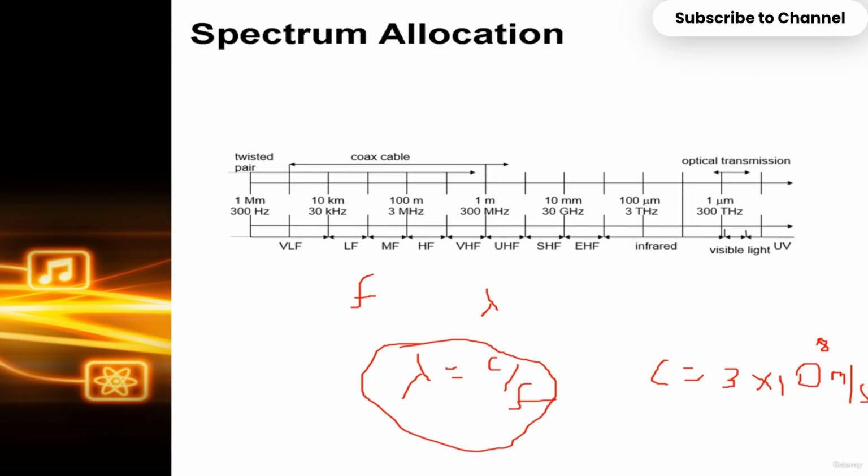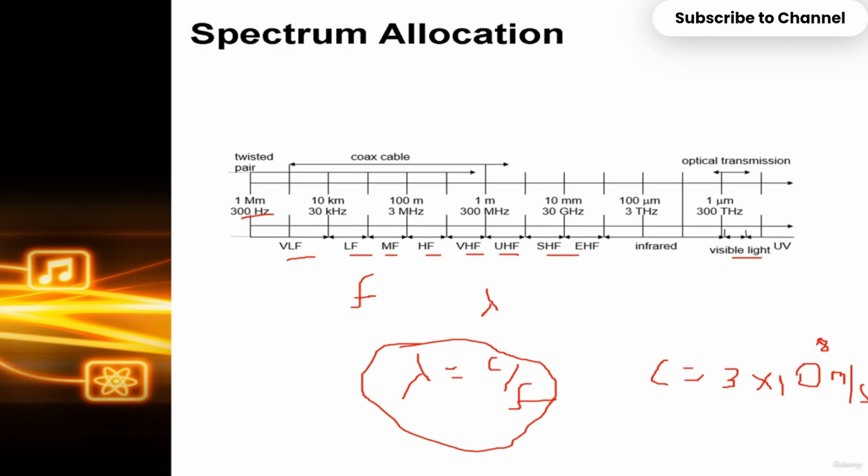By using this, they have formed various frequency bands: VLF, LF, very low frequency, medium frequency, high frequency, very high frequency, ultra high frequency, super high frequency, extremely high frequency, infrared, visible light, and UV. Each of these frequencies operates in a particular range of hertz, like 300 hertz.